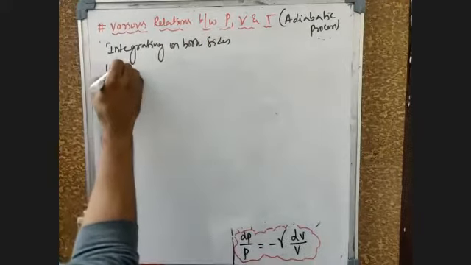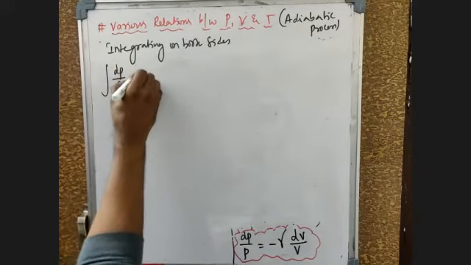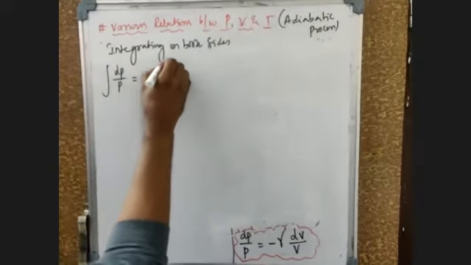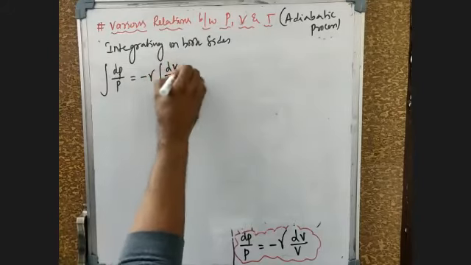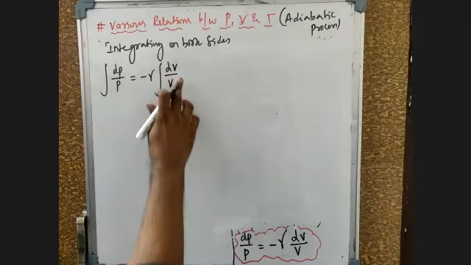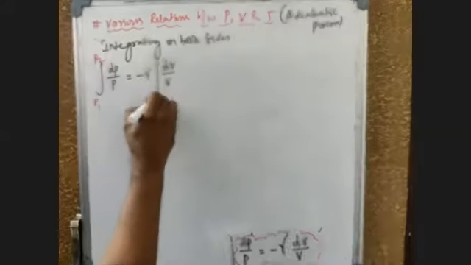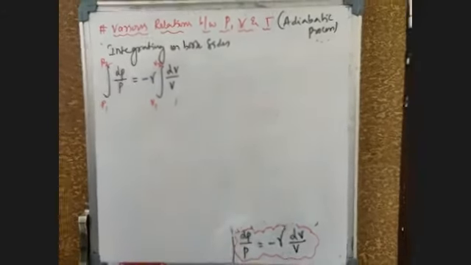Integral of dP by P is equal to minus gamma times the integral of dV by V, where gamma is constant. Can I write it like this? Yes, sir. The limits will be P1 to P2 for pressure, and volume V1 to V2.